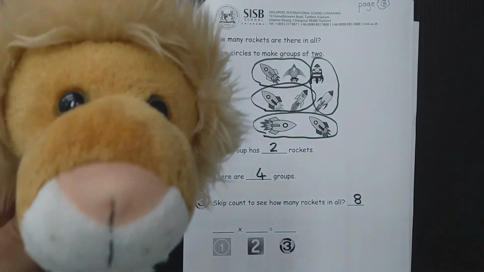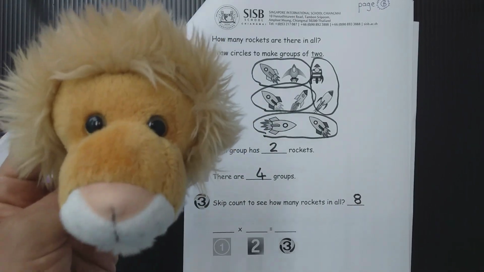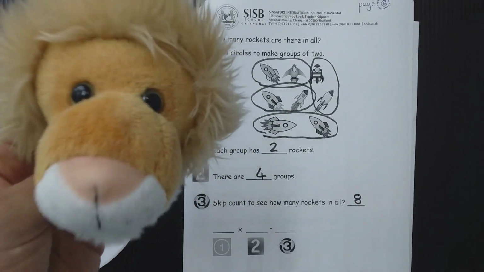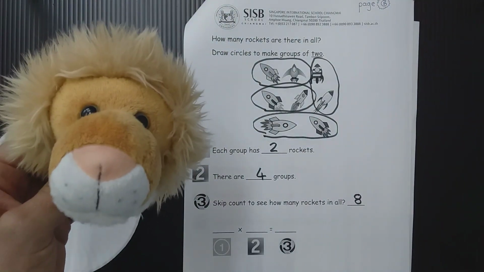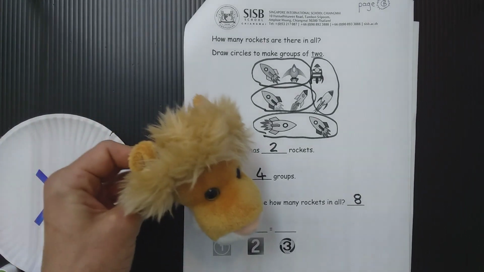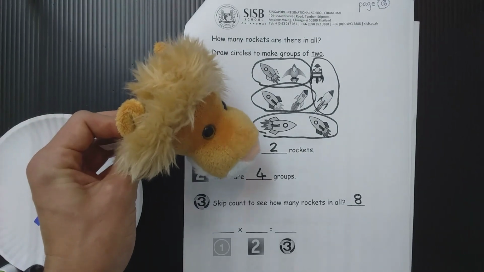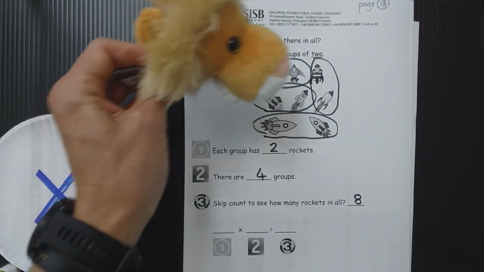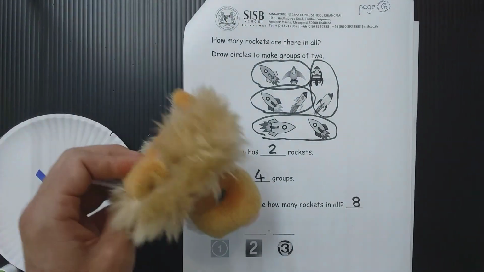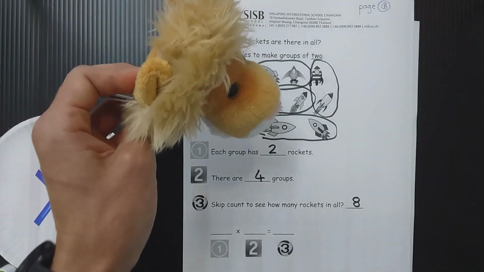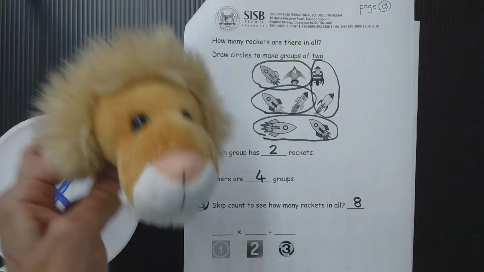Okay, Mr. Lion? Yes? Should we give a challenge for K2? Oh, yes. We love a challenge. And we know K2 love a challenge, too. Okay, K2, your challenge is to make a maths sentence for the maths aliens. Okay, think about how many rockets in each group? Beep, beep, beep. Think about how many groups? 1, 2, 3, 4. And skip count to see how many in all.